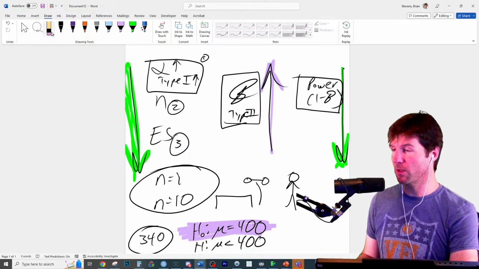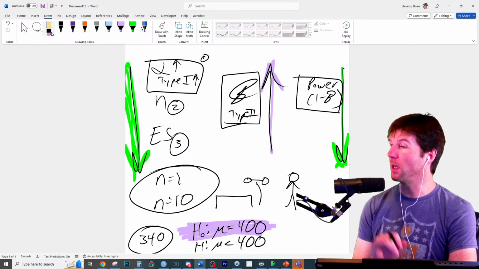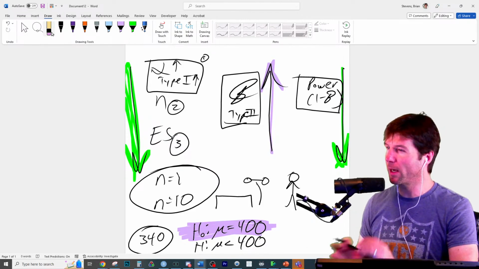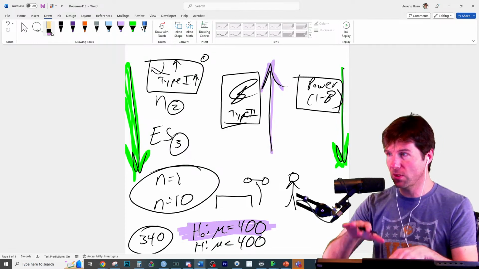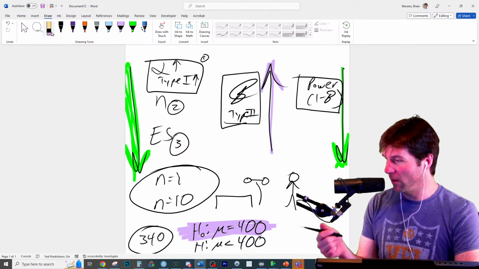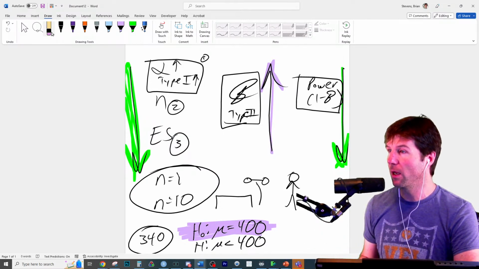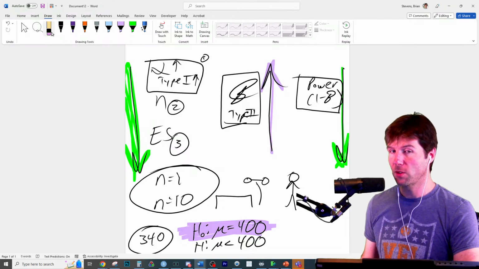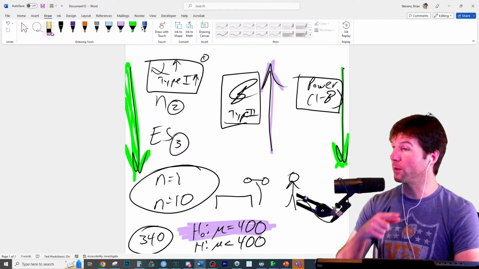So with smaller sample size, now sample size does not impact type 1 error. Now there are calculations we can do where we can try to set things to certain values, but type 1 error is just alpha level. I'm saying if you could bench 400 pounds, wouldn't we commit a type 1 error if we only saw you bench 390? Well, you could. So a type 1 error is when the null is true and we reject it.